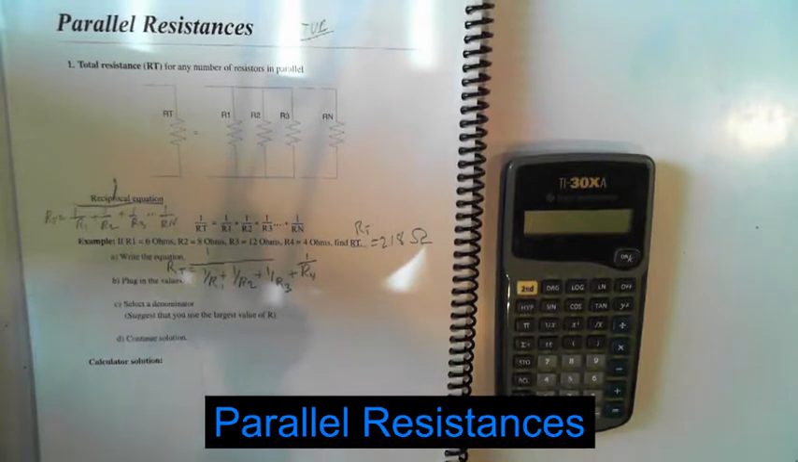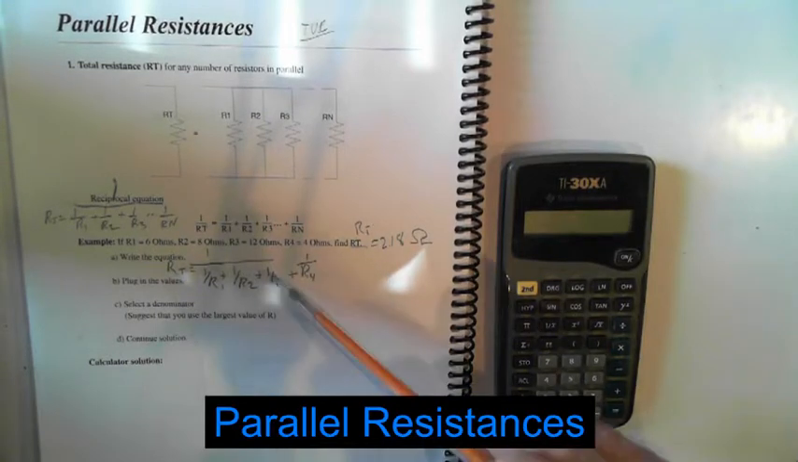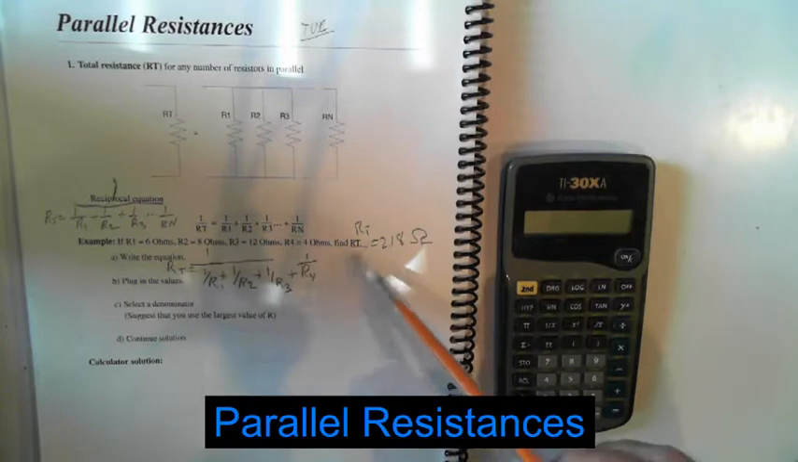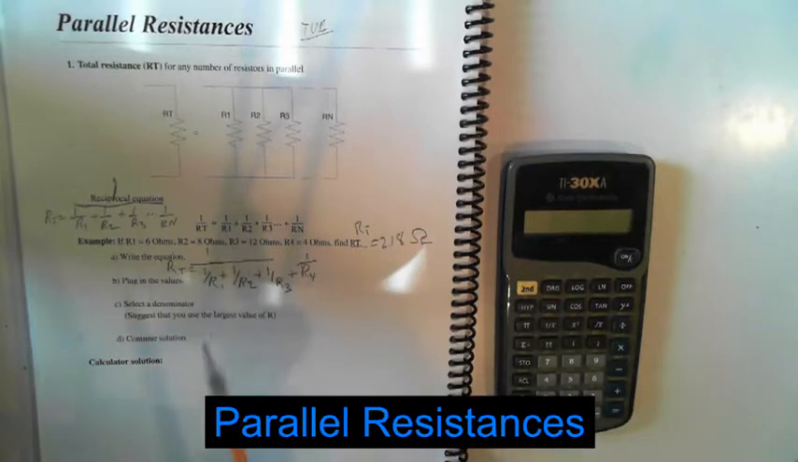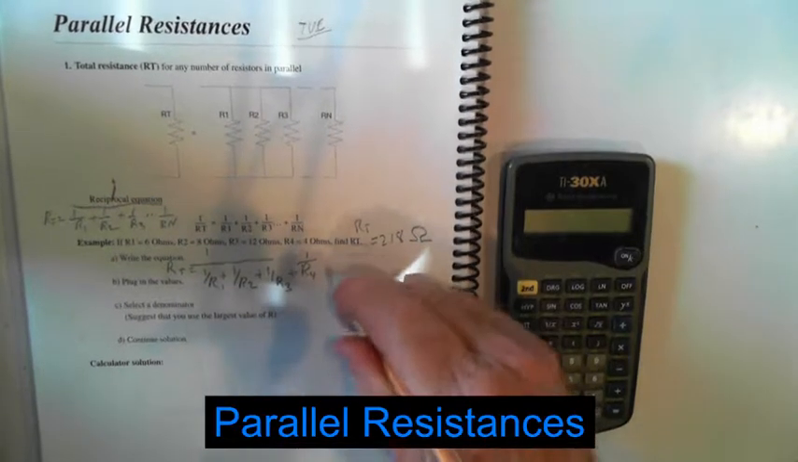Now, let's look at an example. Let's put some numbers in there. If R1 equals 6 ohms and R2 equals 8 ohms, and R3 equals 12 ohms, and R4 equals 4 ohms, find RT. Well, I'm going to write this formula here that RT equals 1 over R1 plus 1 over R2 plus 1 over R3 plus 1 over R4. I hope you followed that. It's a fairly simple, straightforward problem. So let me go ahead and write that.